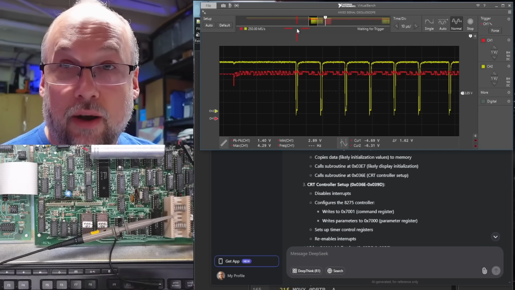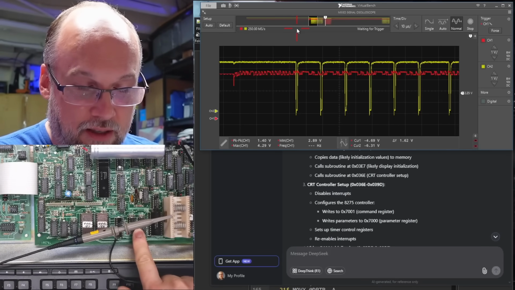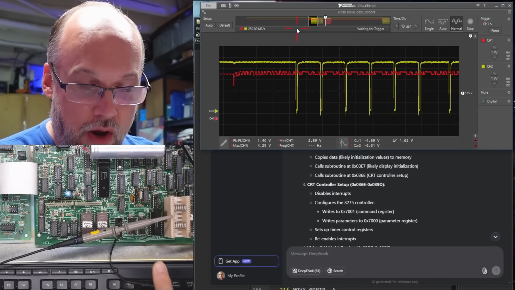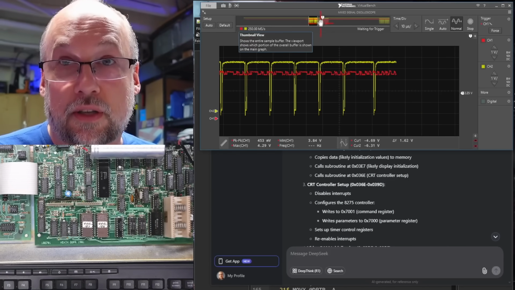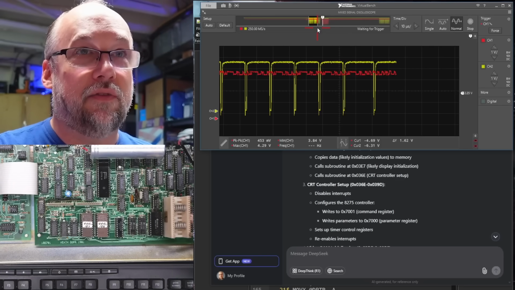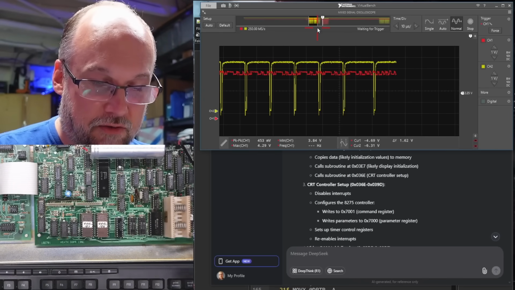Well, what we can do to try to figure this out is probe the chip select line on the 214 SRAMs, or potentially on the 6116, just to see if the pulses that are happening before the writes to the video chip are actually going to one of these SRAM chips.